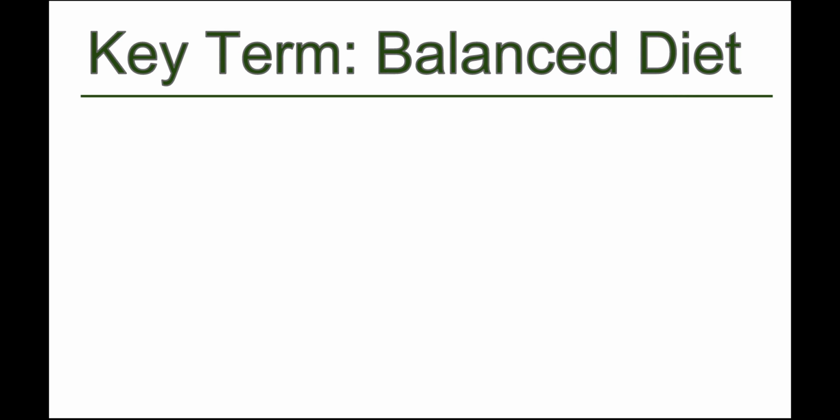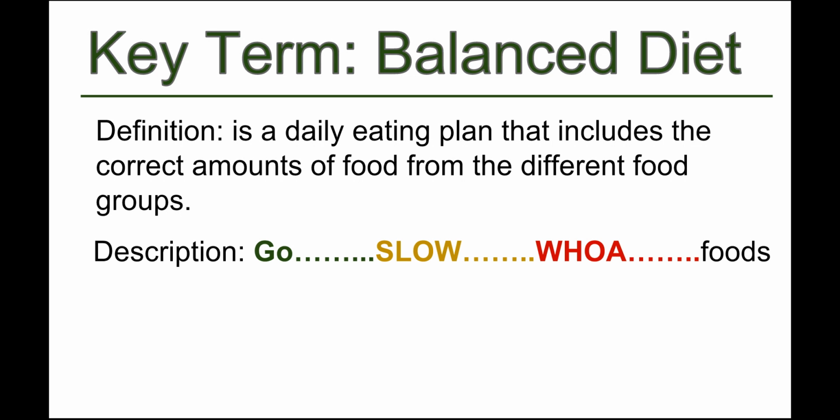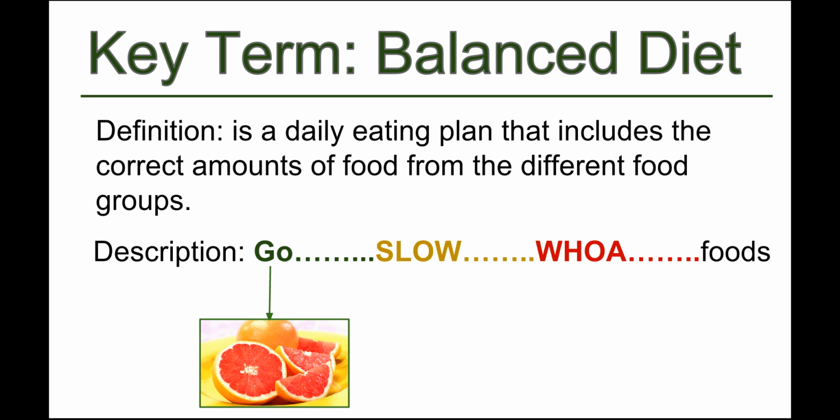Key term, balanced diet. Balanced diet is defined as a daily eating plan that includes the correct amount of food from the different food groups. For the description, I'm going to refer to our Healthy You initiative, Go, Slow, and Whoa Foods. Go foods are low in fat or sugar, and they include mostly fruits, vegetables, whole grains, lean meats, and low-fat dairy products. An example here would be a grapefruit.